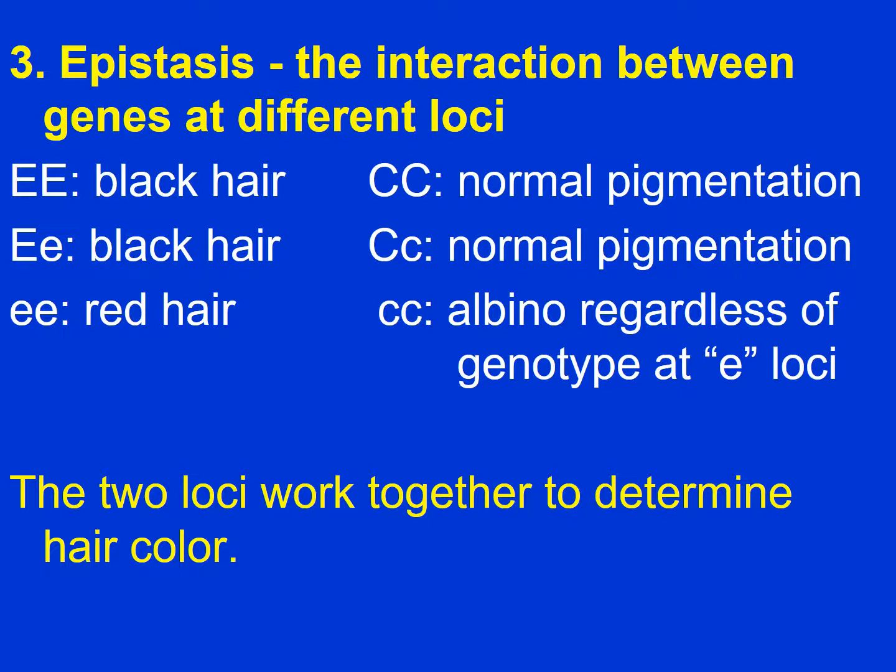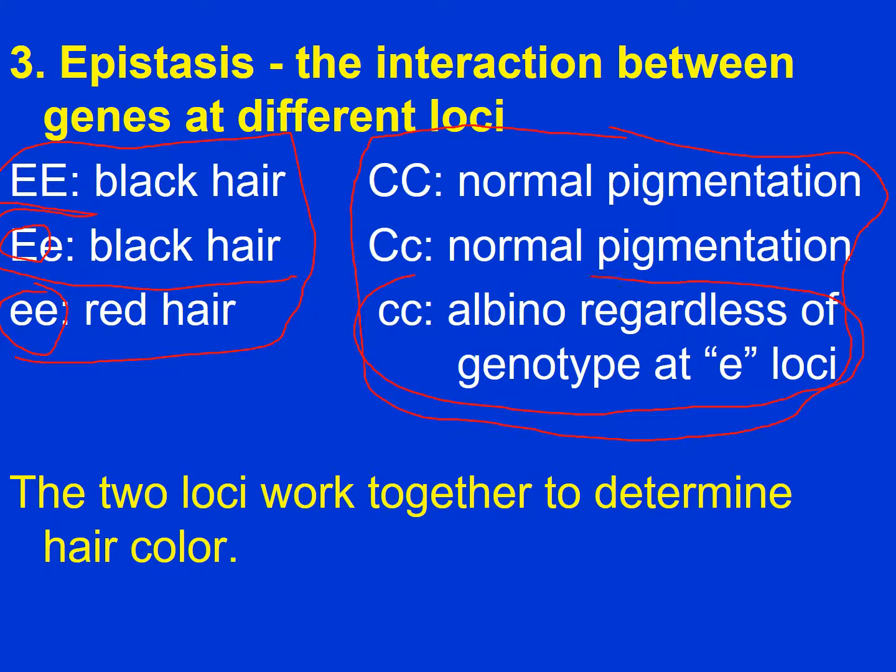We got coat color in cattle, same for other species as well, I think. If you got one big E, we have black hair. Two little e's, you're going to have red hair. And then in a lot of species, including humans and rabbits and squirrels, we have a case where at the C loci, two little c's will totally restrict any pigmentation at all. The hair is going to be white, eyes are going to appear pink.